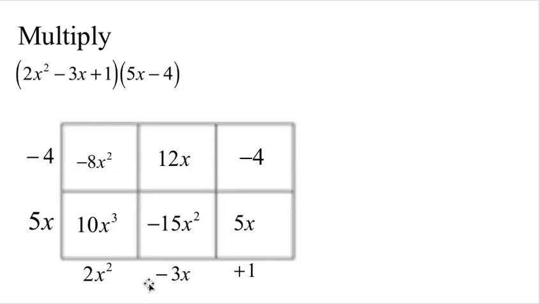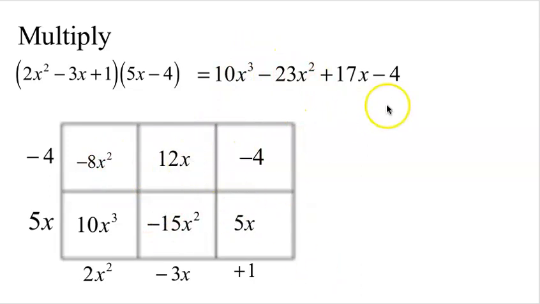Now, where are the like terms? We have 10x cubed here. No other x cubes. The negative 8x squared and negative 15x squared will give me negative 23x squared. Then we have 12x plus 5x, which is 17x, plus negative 4. So putting all those together, 10x cubed minus 23x squared plus 17x minus 4. And that will conclude this lesson.